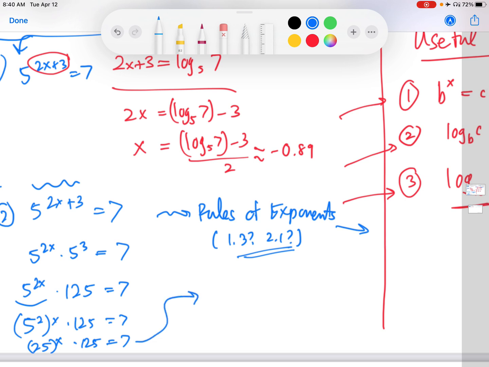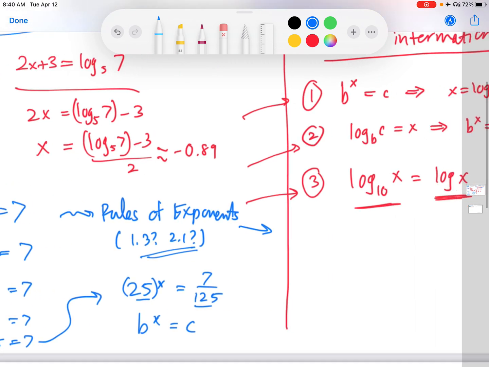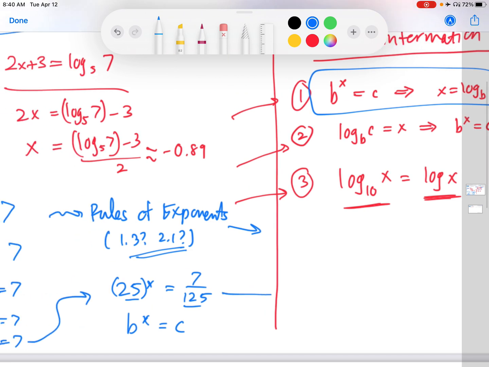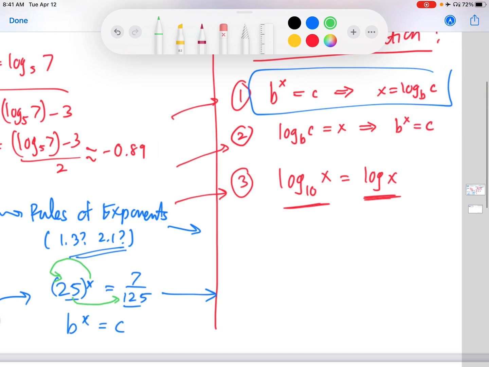Great. And at this point, notice that if I divide by 125, I am now back to an equation of the form b to the x equals c, right? b is 25, c is 7 over 125. So like we talked about over here, you can see it's still there from the first fact, we can solve this equation for x using that same sort of circular pattern. x is log base 25 of 7 over 125.